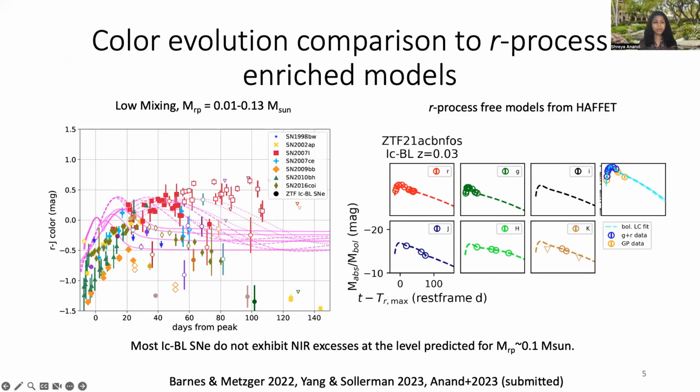What we find is that most Ic broad-line supernovae do not exhibit near-infrared excesses at the level predicted for an r-process mass of 0.1 solar masses. On the other hand, we perform detailed fitting to r-process free models as well as the r-process enriched models. But we find that the r-process free models are actually a good description of the light curves, both the bolometric light curves and the broadband light curves. So in other words, we don't actually need any r-process contribution to explain the supernova light curves.